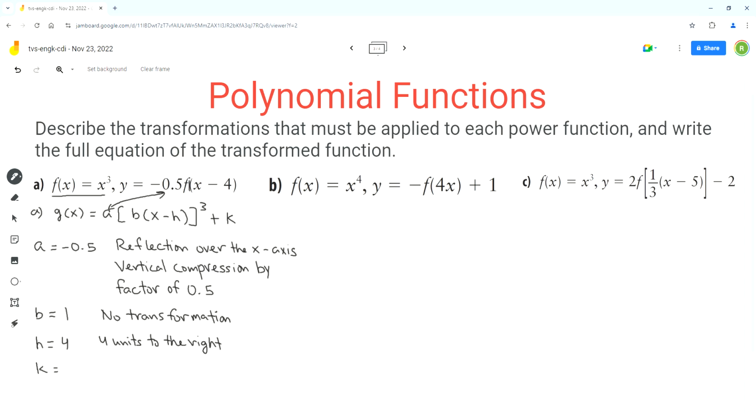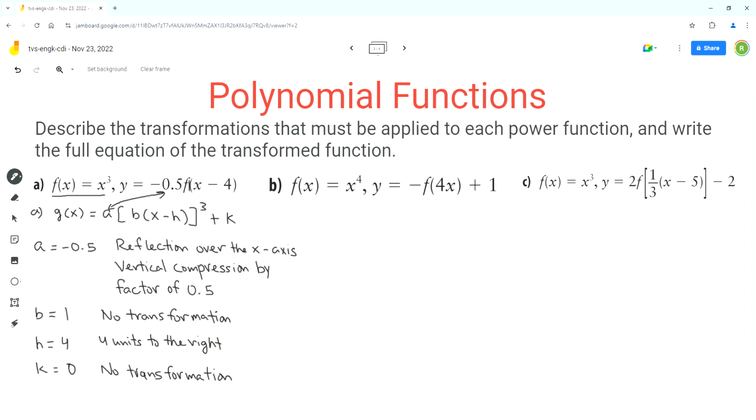K value represents the number being added to or subtracted from the function. In the given transformation, there is no number being added to the function and no number is being subtracted from the function. Therefore, k is equal to 0. So there is no transformation due to this k value. So these are the descriptions of the transformations.